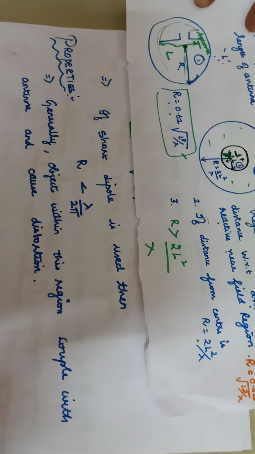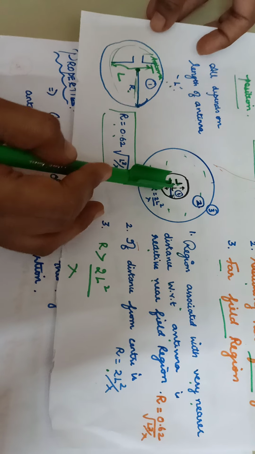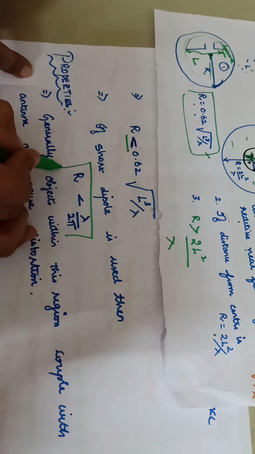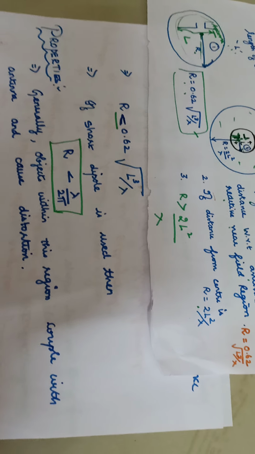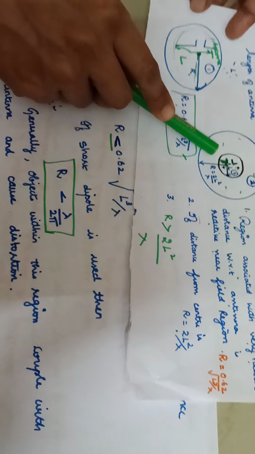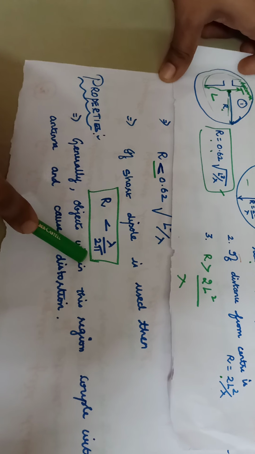One important case here: now see this antenna length value. What happens if a short dipole is used? If a short dipole is used, then the R value should be lesser than lambda by 2 pi. This is another very important property of this region. If the antenna is a short dipole antenna, then the radial distance we have to use is lesser than lambda by 2 pi.